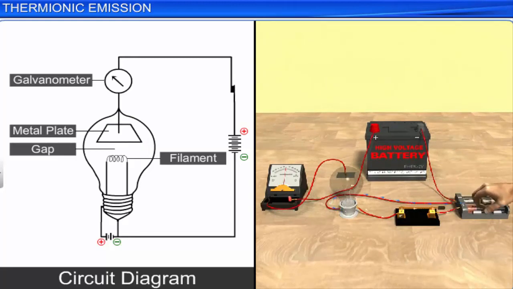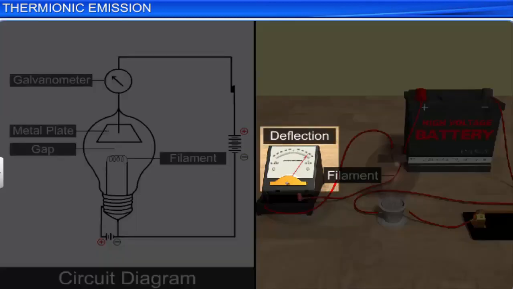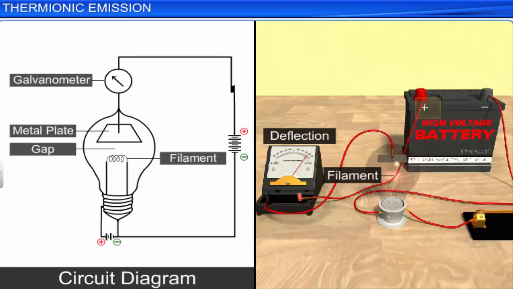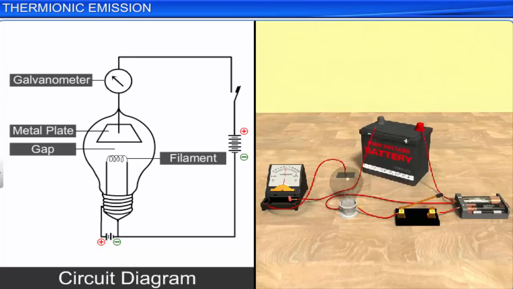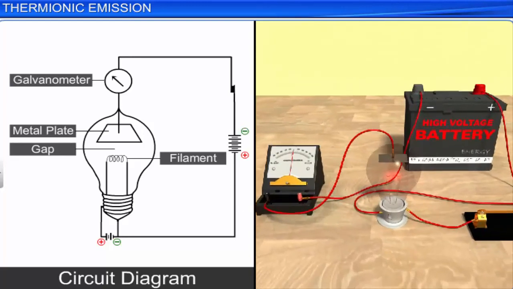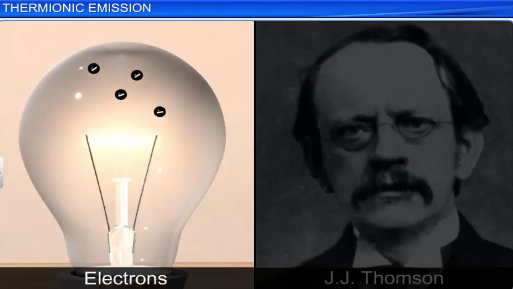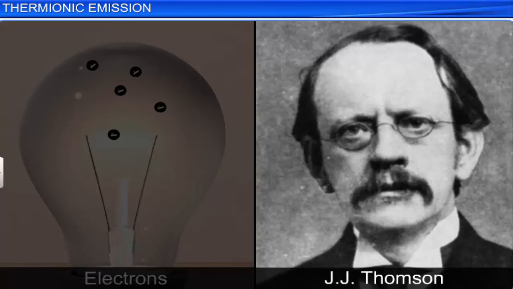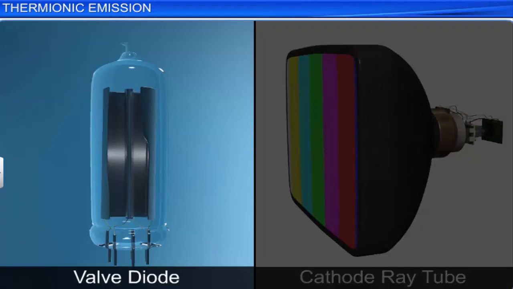The filament gets heated when current is allowed to pass through it. He observed a deflection in the galvanometer when the metallic plate was connected to the positive terminal of the battery, and no deflection when it was connected to the negative end of the battery. The charged ions emitted from the red-hot filament of the bulb were actually electrons, which were subsequently discovered by J.J. Thomson. This fact of the emission of electrons from a heated filament is used in many applications of electronics, like the valve diode and the cathode ray tube.